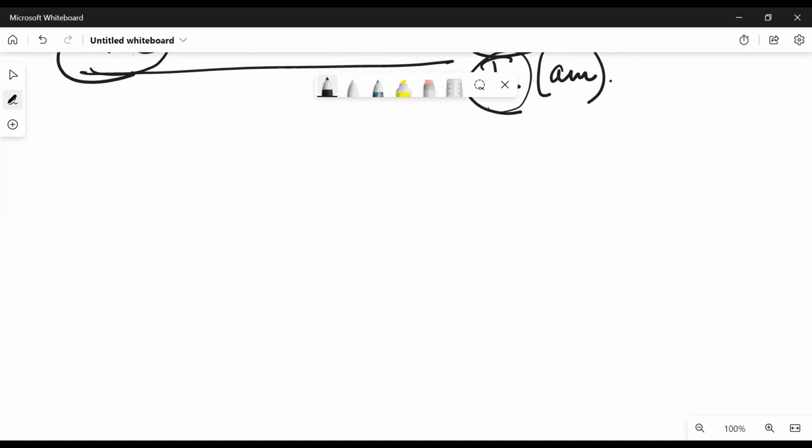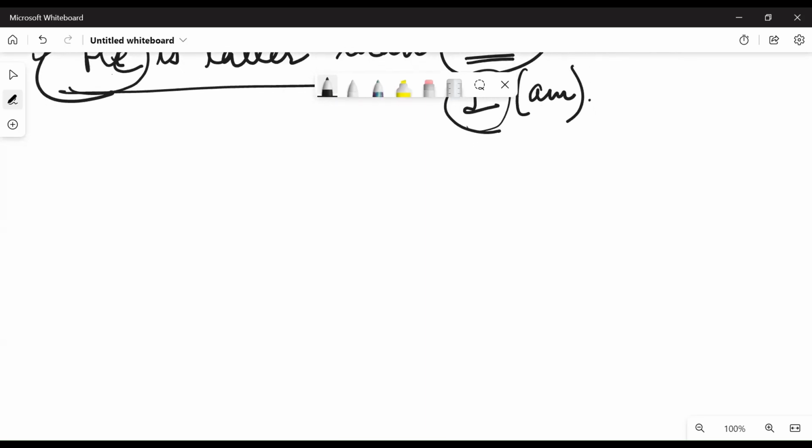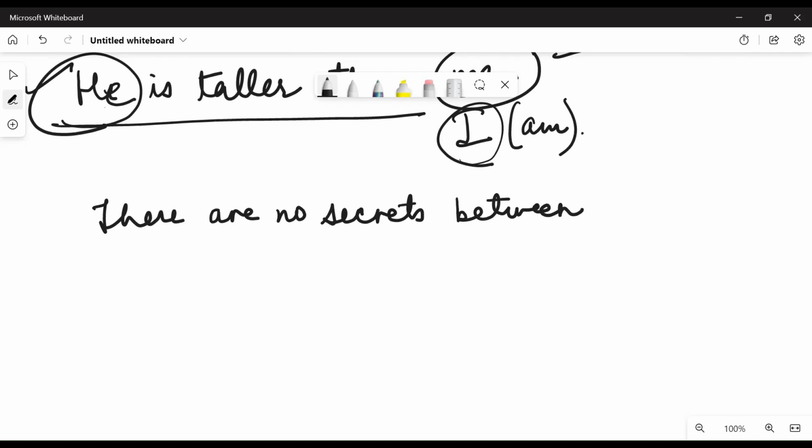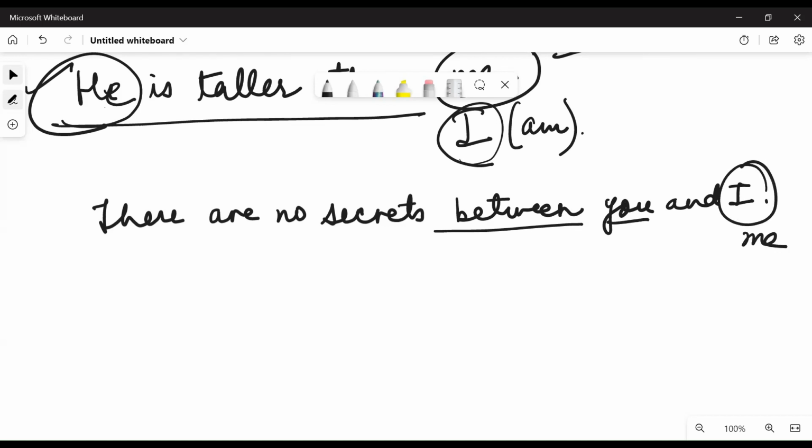All right. Similarly, prepositions are followed by accusative case, for example, there are no secrets between you and I. Now see, there are no secrets between you and I. अब यहाँ पर क्या है? Between preposition का use हुआ है. तो prepositions are always followed by accusative case. तो यहाँ पर I का me हो जाएगा. You का accusative तो you ही रहेगा. I का accusative me होगा. So whenever we are using prepositions, we have to use accusative case for them.